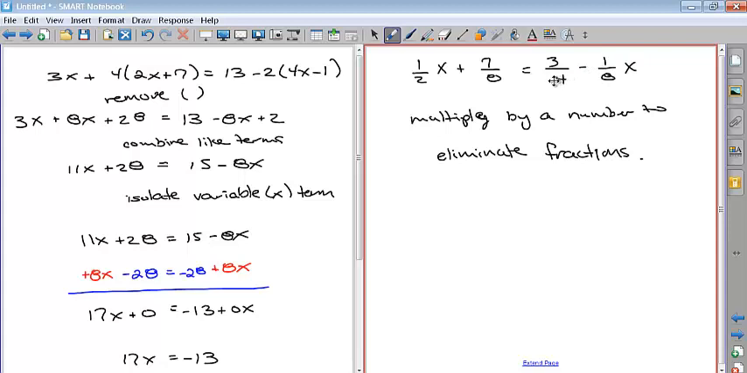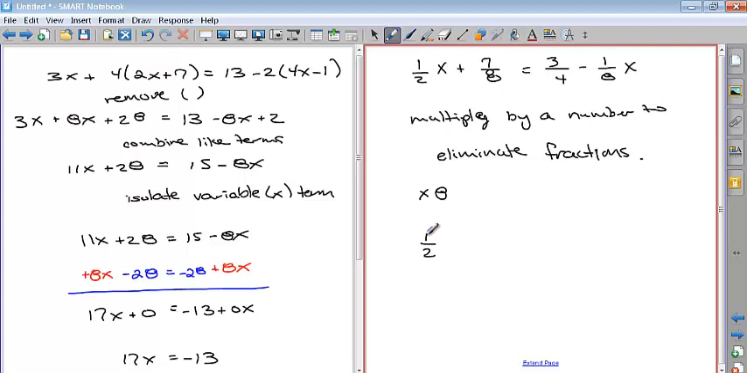So what I may do is see if there's something that was common, the least common multiple. You'd find that would be 8, because you can divide 8 by 2, you can divide 8 by 4, you can divide 8 by 8. So in this case, I would multiply every term by 8.